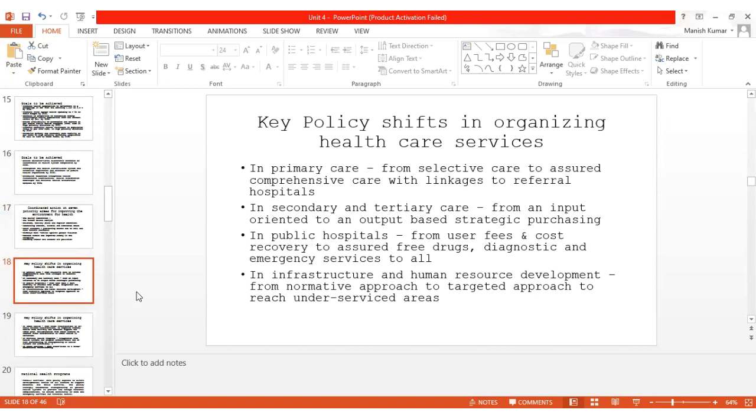Now the key policy shift you can see in organizing healthcare services in primary care, the PSCs, is from selective care to assured comprehensive care.